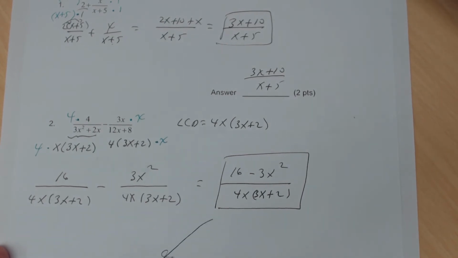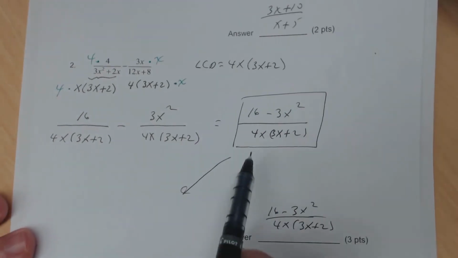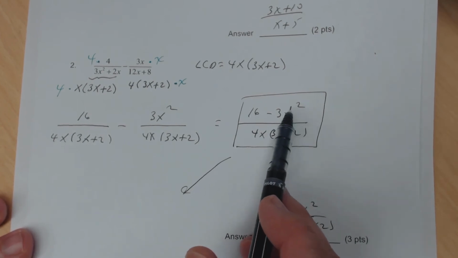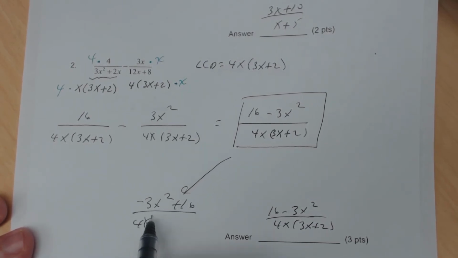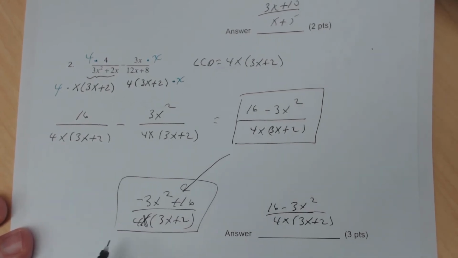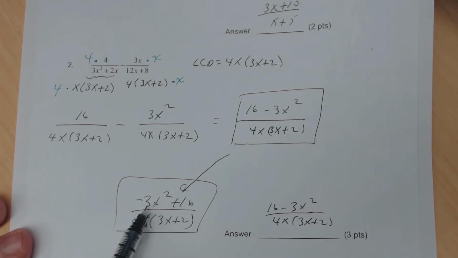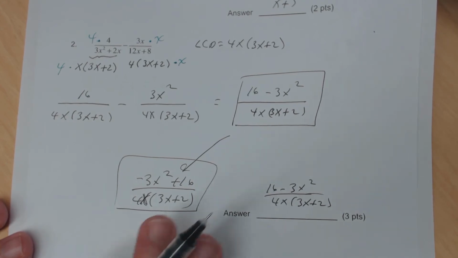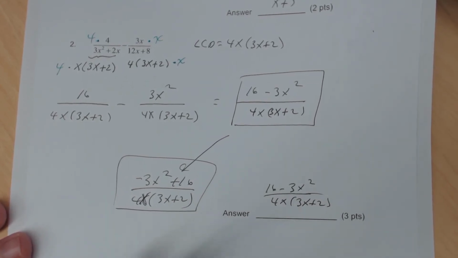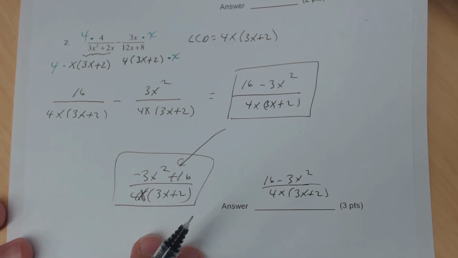Now just to remind you, if you wanted to put the x squared term first, you've got to be careful. You've got to keep the sign. So if you wanted to, you could have said negative 3x squared plus 16 divided by 4x times 3x plus 2. But that's all you can do. All right, so don't make a mistake and say that's 3x squared minus 16, because it's not true. So that's another way of writing the answer. Now there are a couple other ways, but those are the two main ones. All right, now let's look at number 3.